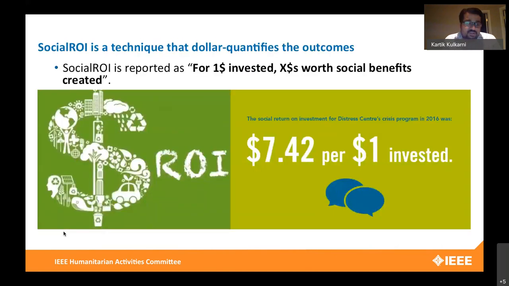So in the humanitarian activities committee this year, we piloted a technique called social return on investment in 2019. Social return on investment is really, in short, a way to express the impact in dollar terms. So typically social ROI is reported as, for every $1 invested in an initiative, there's X dollars of social benefits created, right? So that is a typical way in which it is reported.